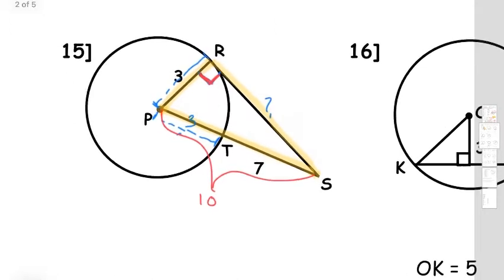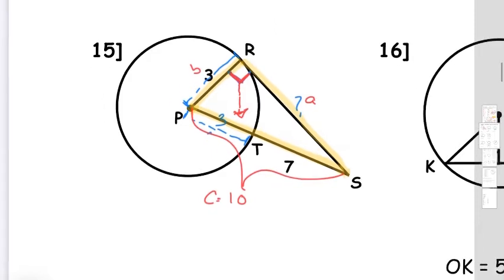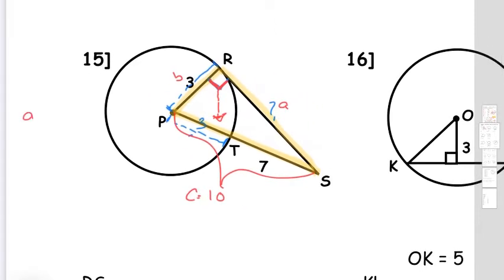Now, for Pythagorean theorem, remember, your A and your B don't matter. What does matter is what you call C, and C is always going to be your longest, or the hypotenuse. So across from 90 is 10, so that's what we're going to call C. And what we're looking for, we'll call it A, and what we know is B. So remember, Pythagorean theorem, right off to the side, we have A squared plus B squared equals C squared. Now in this case, we're looking for A. So A is going to be the square root of C squared minus B squared.